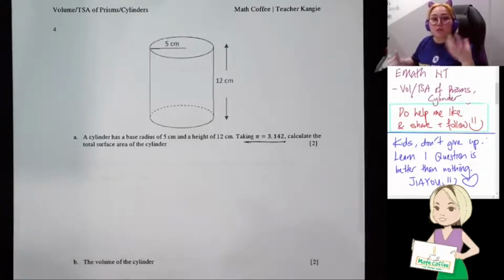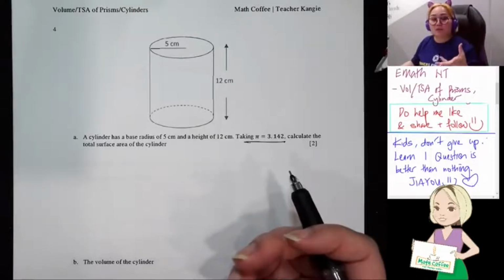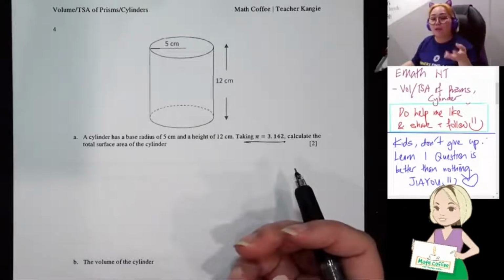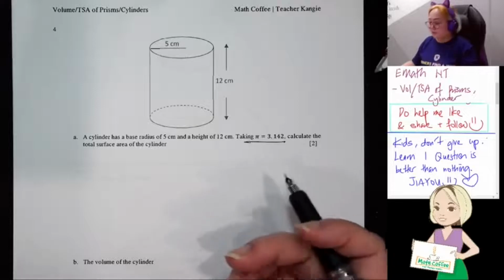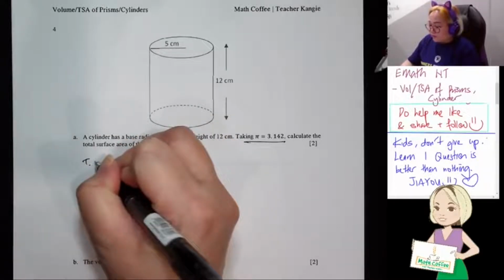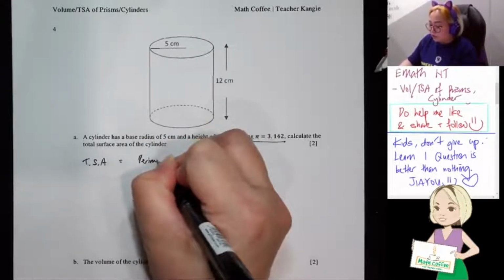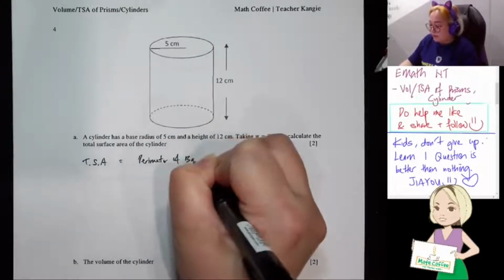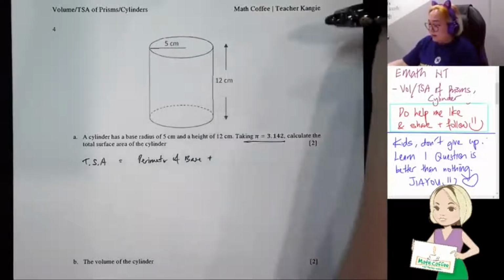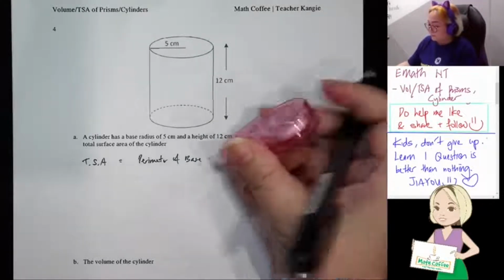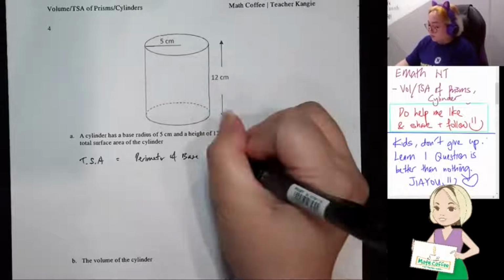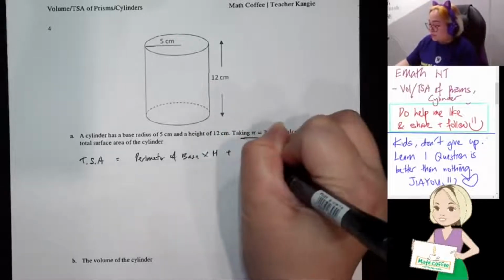So if it's also a prism, it means that in order to find the total surface area, I also can use the perimeter of base times height plus 2 base area. So for the total surface area, I will take perimeter of base. So you all need to copy this formula, which is the perimeter of base times height, then plus 2 base area.